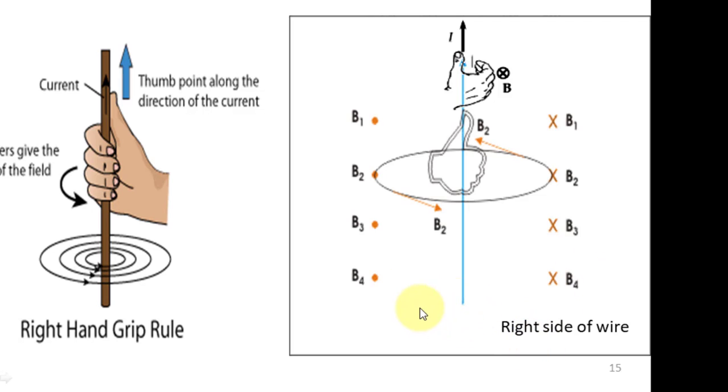Whereas on the left side of the wire, the diagram shows the direction of the magnetic field. The thumb is upward, which means the curled fingers will point outward, so it will be denoted by a dot. That means the magnetic field is out of the page perpendicularly.